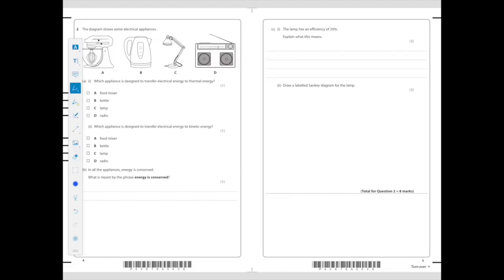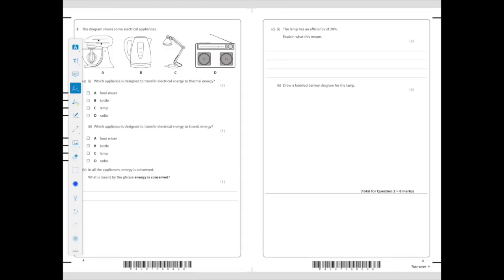In all appliances, energy is conserved. What is meant by the phrase energy is conserved? That energy cannot be created or destroyed. It is simply converted from one form into another. The lamp has an efficiency of 20%. Explain what this means. That means that 20% of the energy input has been transferred usefully. So in the case of a food mixer, 20% of the electrical energy in will have been converted to kinetic energy. Or you could have argued that 80% of the energy input has been wasted.